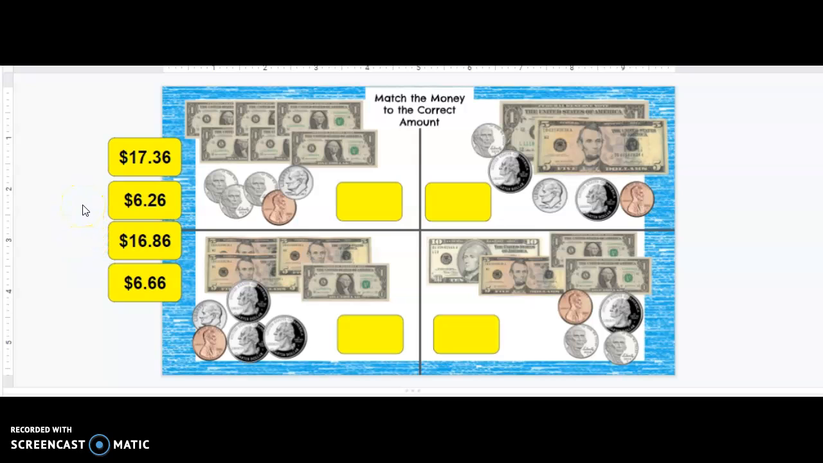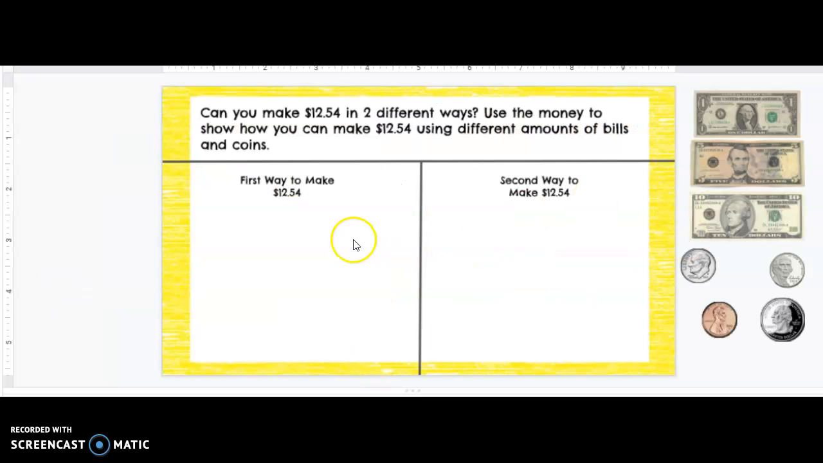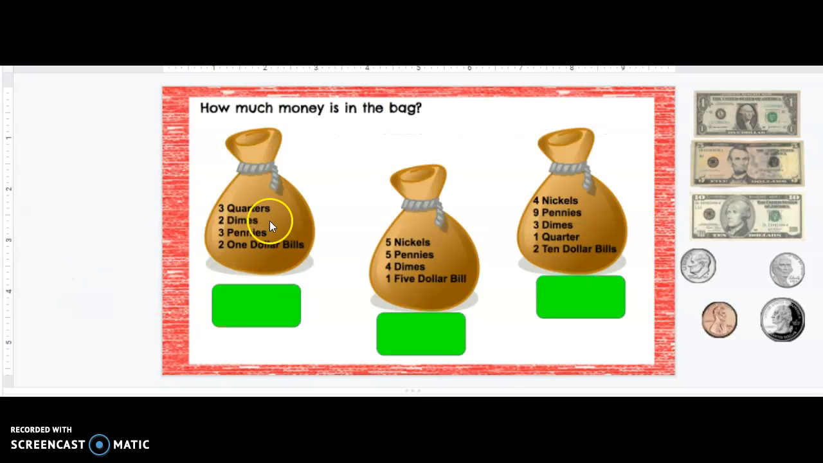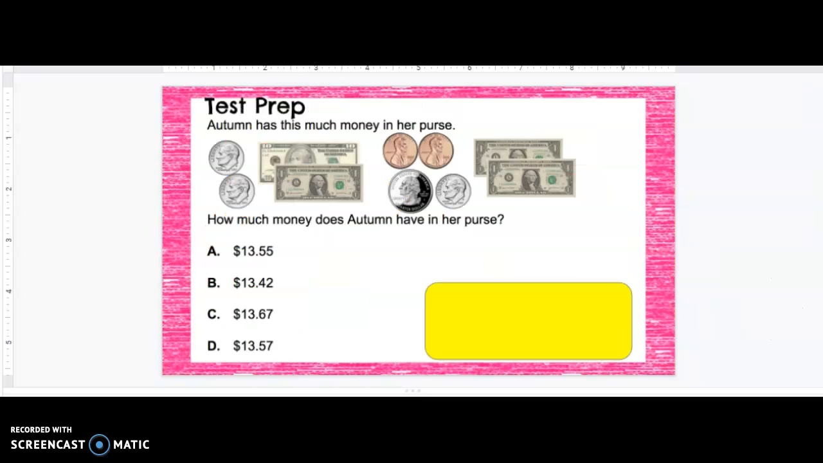All right, third grade. Today we are just practicing and continuing showing money amounts. You're going to be representing money. You're going to be counting money. And then, like here, you're going to show me how to make $12.54 in two different ways. You're going to tell me how much money's in the bag. Some of this we may do together.